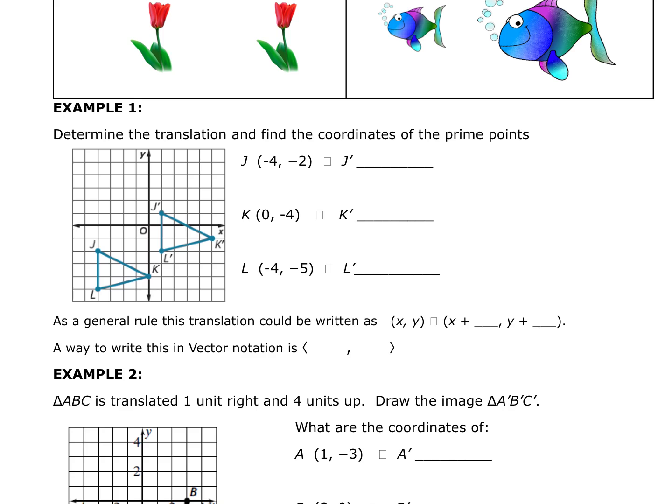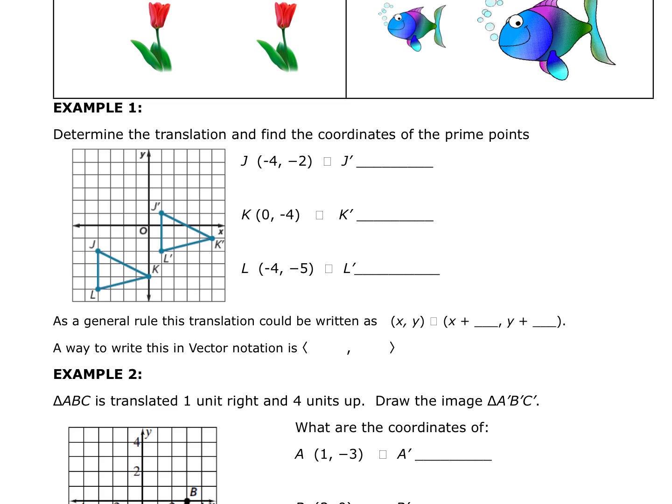So now we're going to determine the translation that has happened and find the coordinates of the prime points. So the first thing we've got to do is figure out which of these images is the pre-image and which is the image after the translation happened. So we have the triangle on the left and lower left corner is JKL. The triangle on the right, triangle J prime, K prime, L prime. So the prime points, those have been translated. The pre-image is JKL, and we're ending at J prime, K prime, L prime.